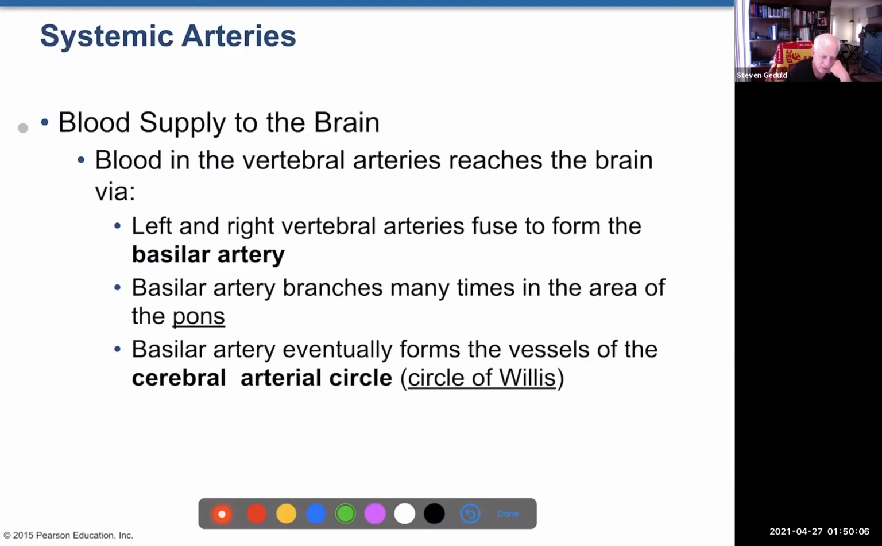Blood supply in the vertebral arteries reach the brain through, okay, the left and right vertebral arteries fuse to form what's called the basilar artery. The basilar artery branches many times in the area of the pons, right in front of the cerebellum. Gives multiple branches to supply blood in that area. The basilar artery eventually forms what's called the circle of Willis. This is a cerebral arterial circle. It's just arteries that come in and they form basically a circle around the base of the brainstem, and they come back up. So they deliver multiple blood vessels here for anastomosis into the areas around the pons.